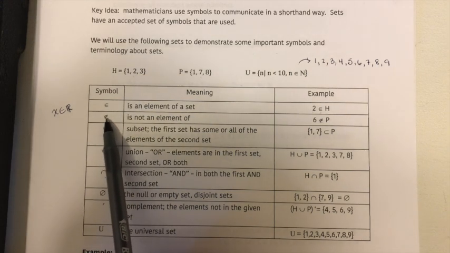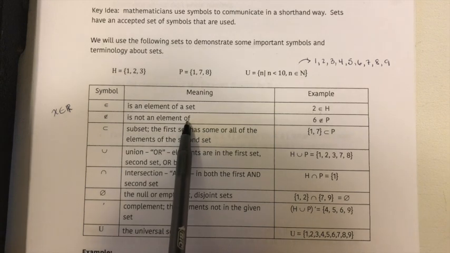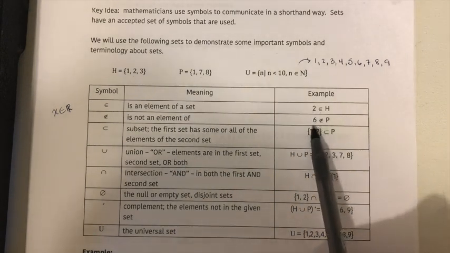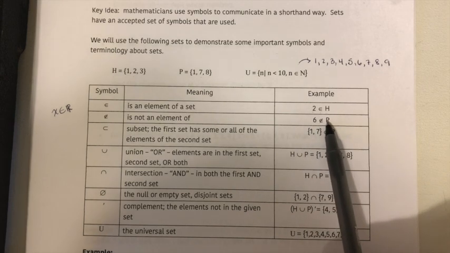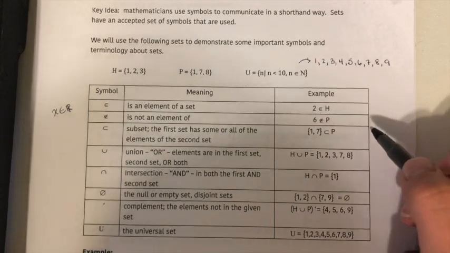If you've got the element symbol with a line through it, that means it's not an element of. So if we look at set P, it contains 1, 7, and 8, so 6 is not an element of P. Those ones hopefully are pretty self-explanatory.